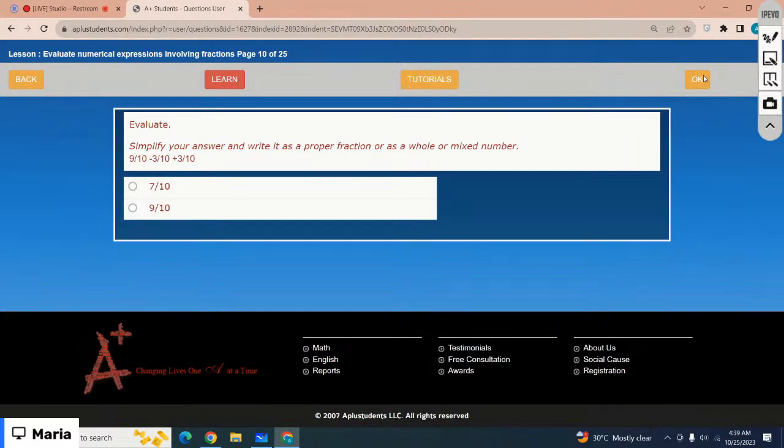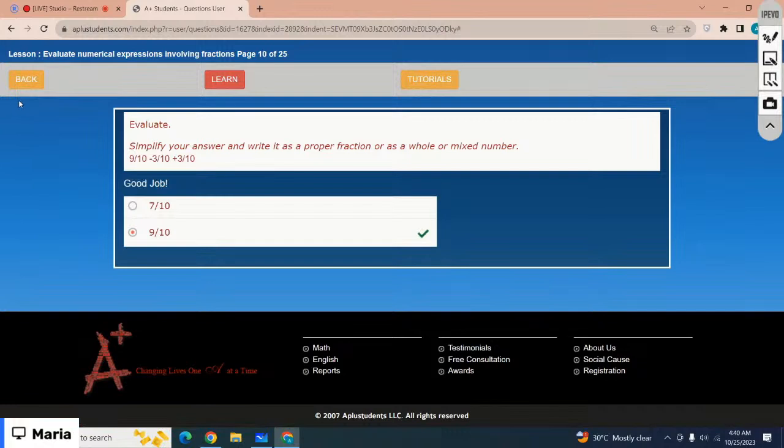9 by 10 minus 3 by 10 plus 3 by 10, which is the correct option? Yes, that is 9 over 10. The correct option is 9 over 10. Okay, you can complete the lesson by yourself later today.